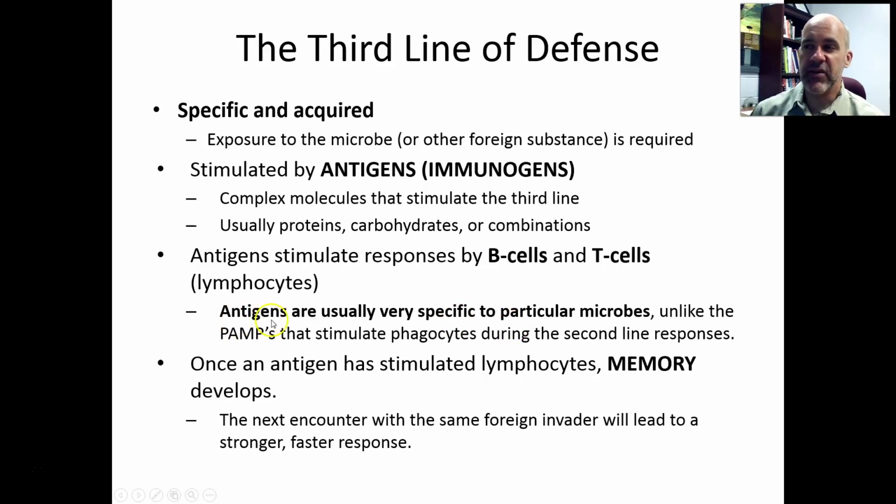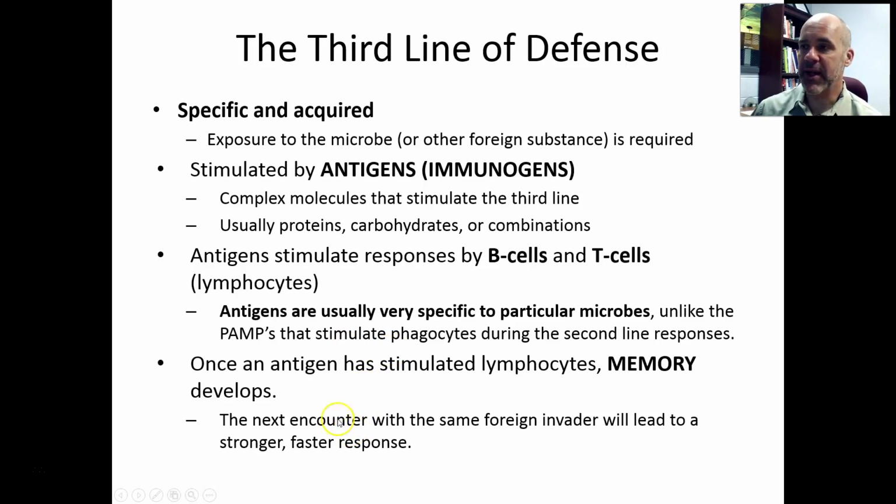So again, antigens are usually very specific to particular microbes. So an antigen of a Salmonella bacteria is not going to be present on the surface of Staphylococcus bacteria. Unlike PAMPs that we talked about that are involved in your second line of defense, those are molecules that lots of bacteria would have in common, or lots of yeast species would have in common, things like that.